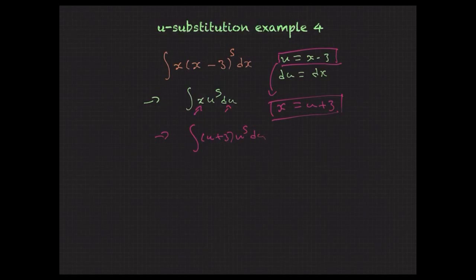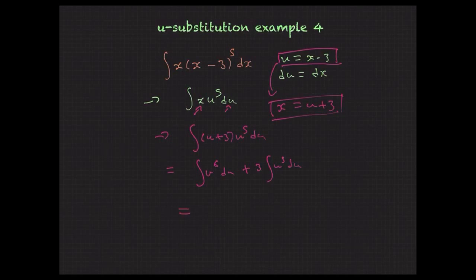And rewrite this yet again as now the integral of (u plus 3) times u to the power of 5 du. And of course I can distribute in this u to the 5, and I'm going to get the integral of u to the 6 du plus 3 times the integral of u to the 5 du, using the fact that integrals are linear, of course.